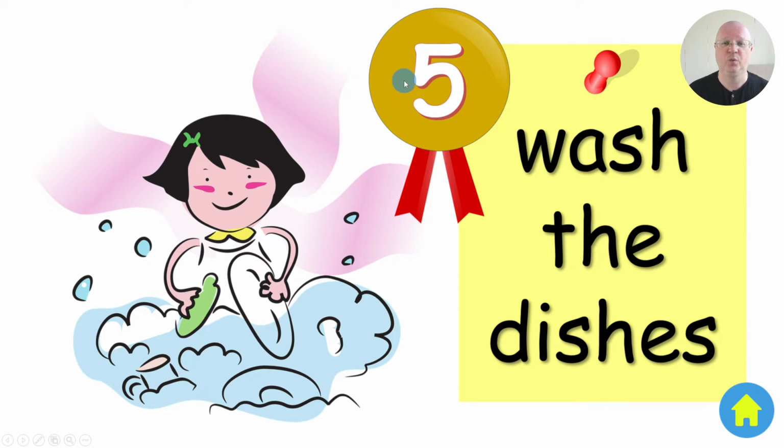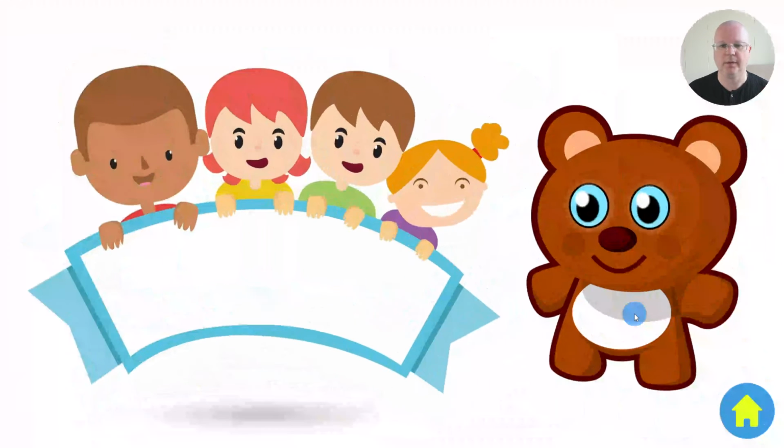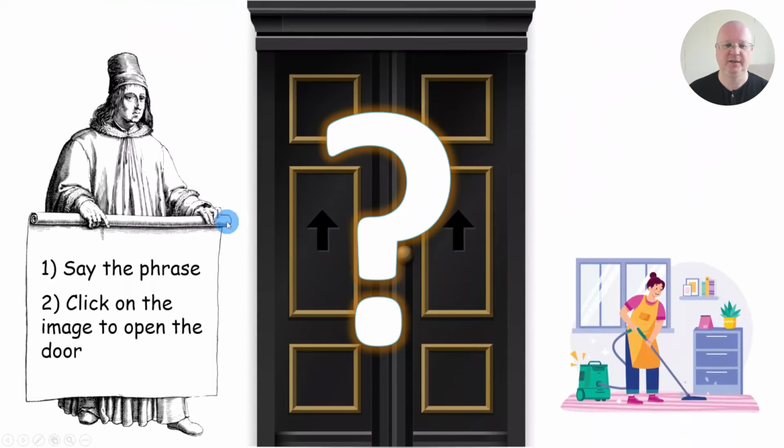Ta-da! They win 5 points. Yeah, they get 5 points. And then you click the home button and you get back to the original slide. Yes, so this team wins, and the other team, if they click on this image, sorry, bad luck, they didn't get it.